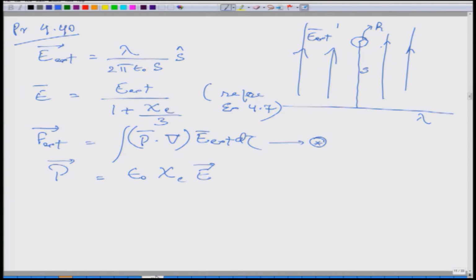So let's continue with the next problem. The next problem is problem number 5.5. In the first case, I have a wire of radius A.